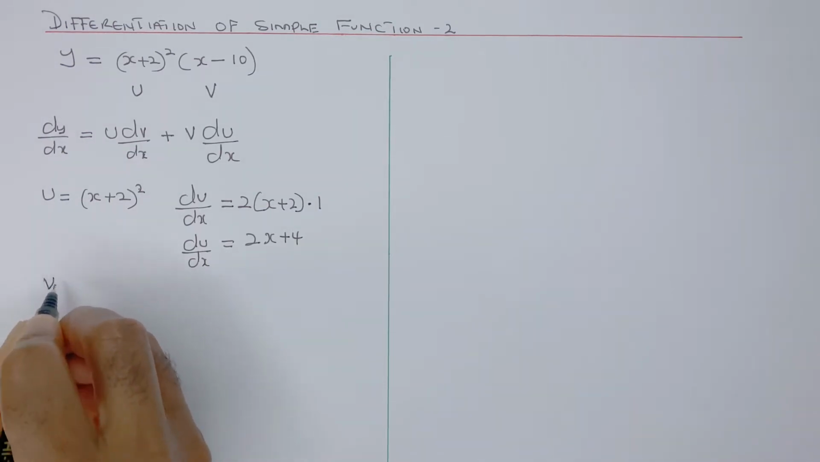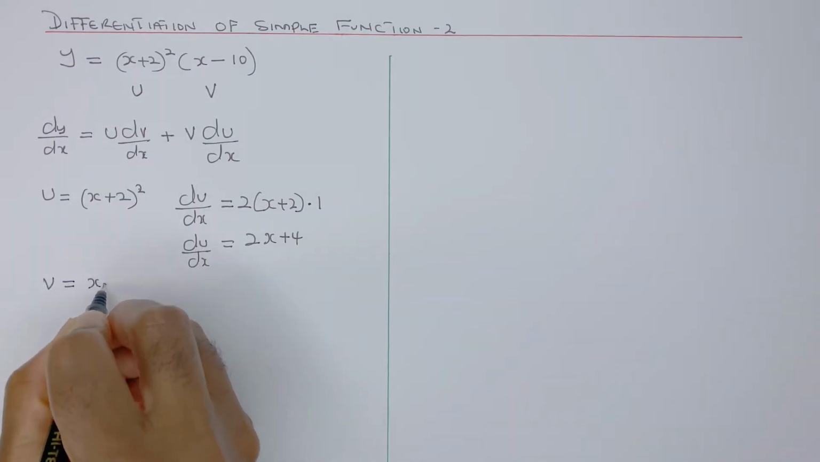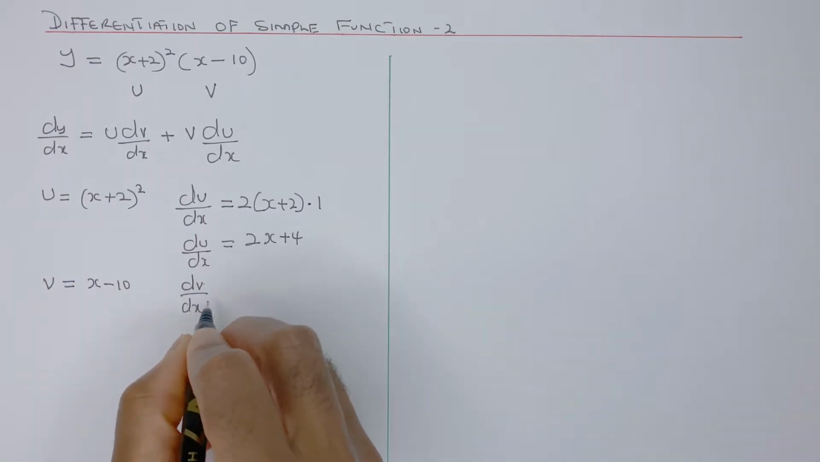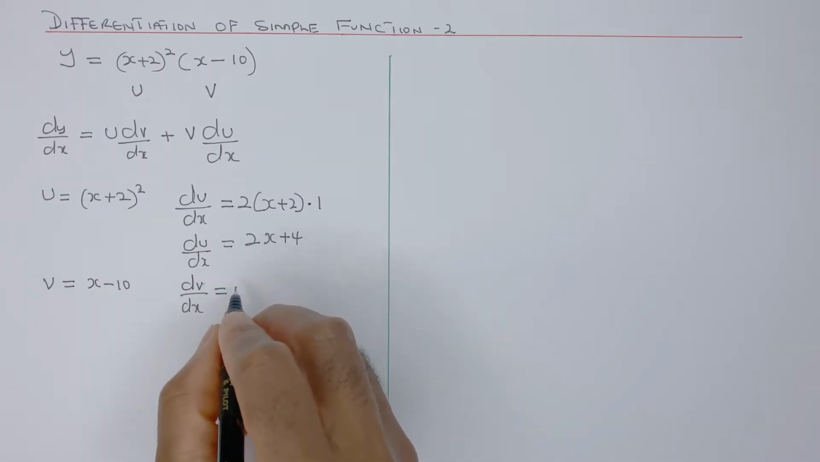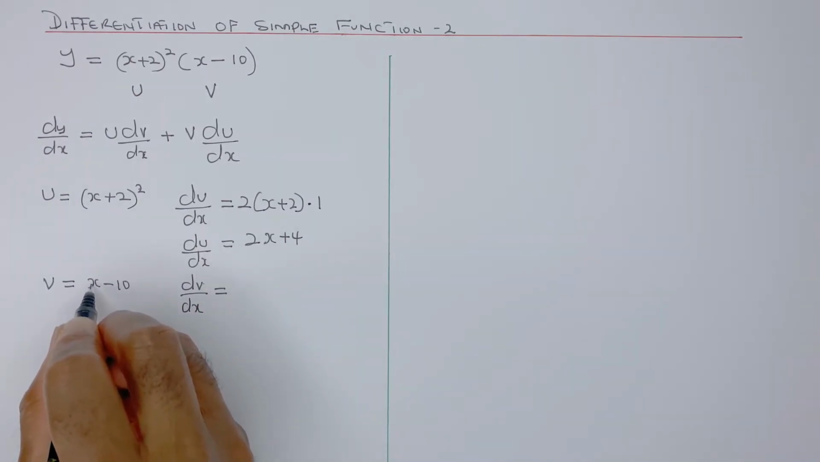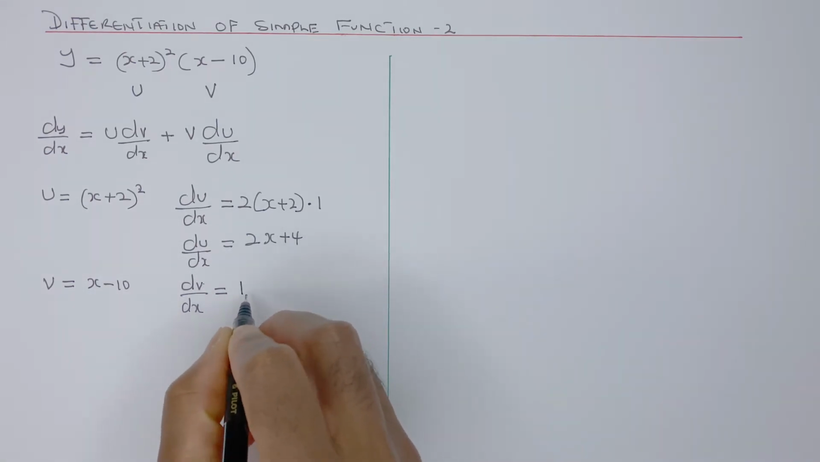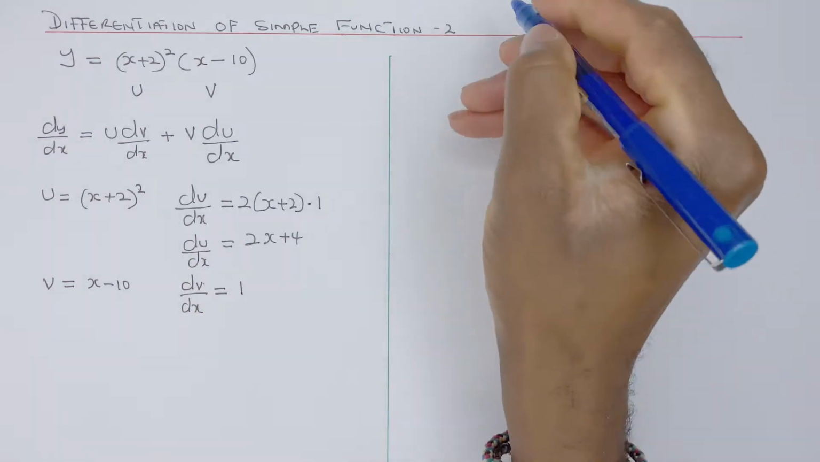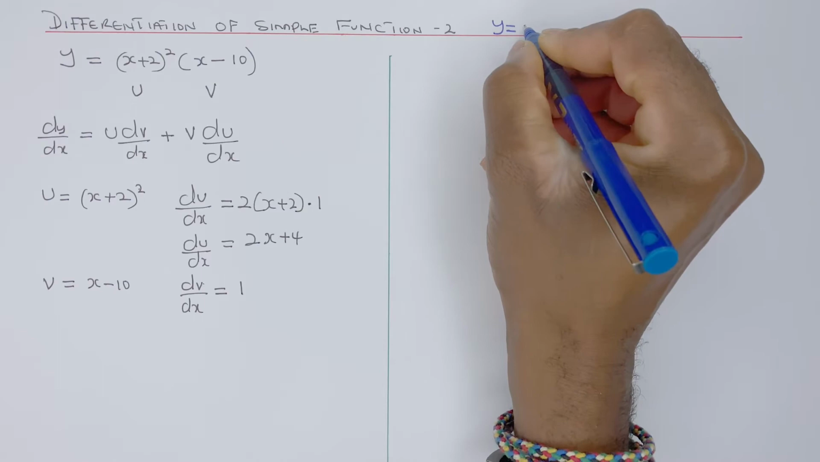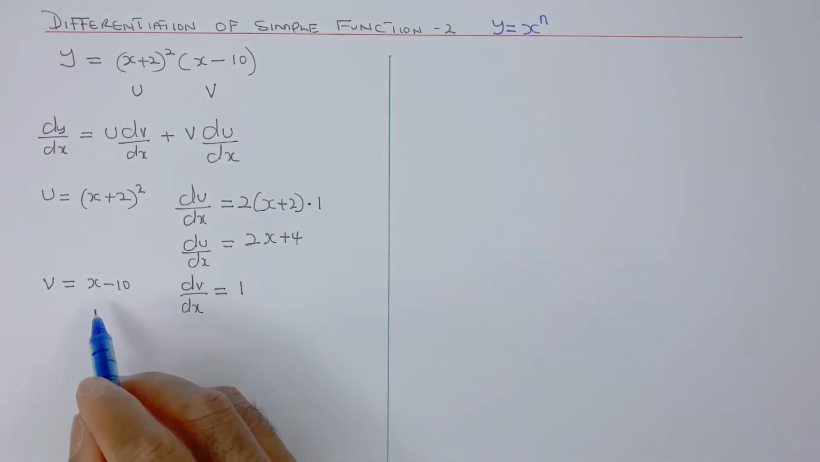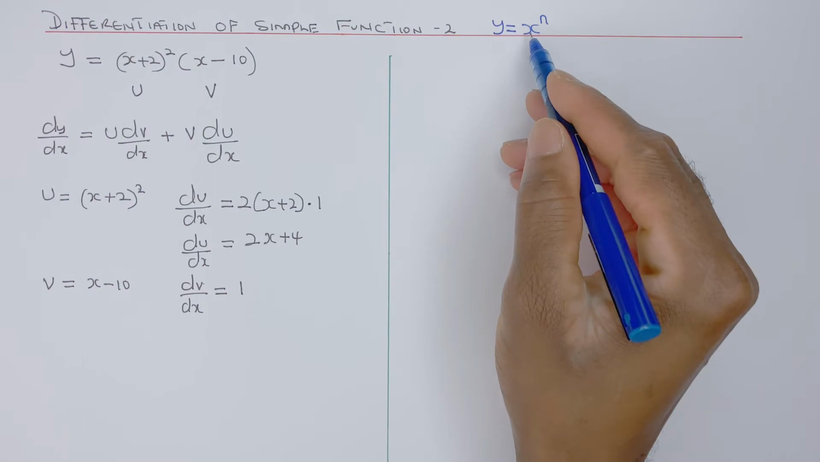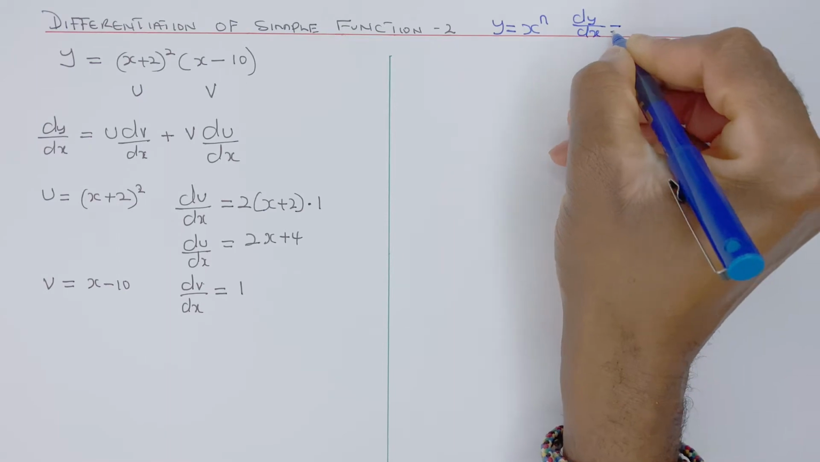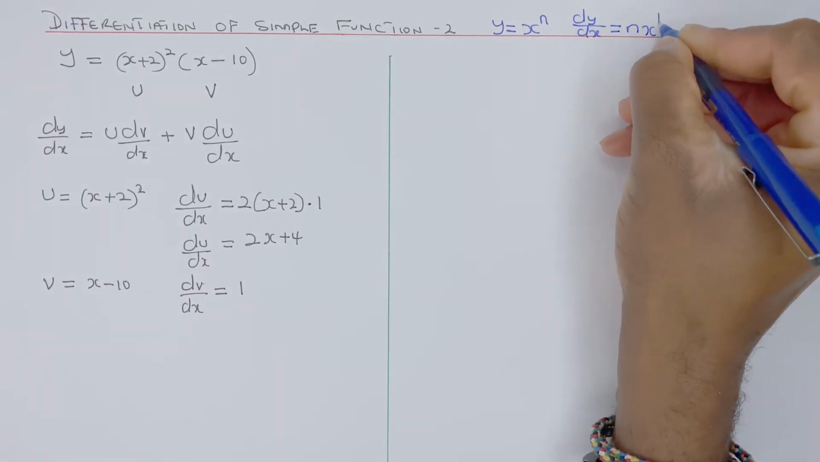Now for v equals x minus 10, dv/dx equals, if you differentiate x to the power 1, you just get 1. If you differentiate a constant, you get 0. So dv/dx equals 1. What we're using is y equals x to the power of n. So you have to let your function be in the form of x to the power of n. Then you can apply dy/dx equals n x to the power n minus 1.